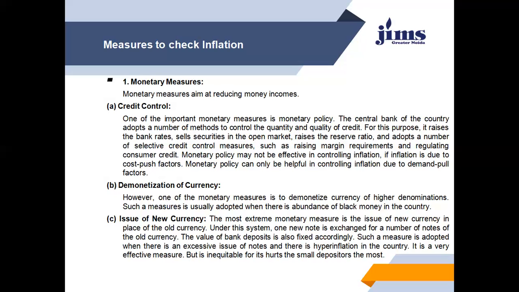Second is demonetization of currency, like what we saw in 2016 also. One of the monetary measures is to demonetize currency of higher denominations. Such a measure is usually adopted when there is abundance of black money in the market. That we saw also.